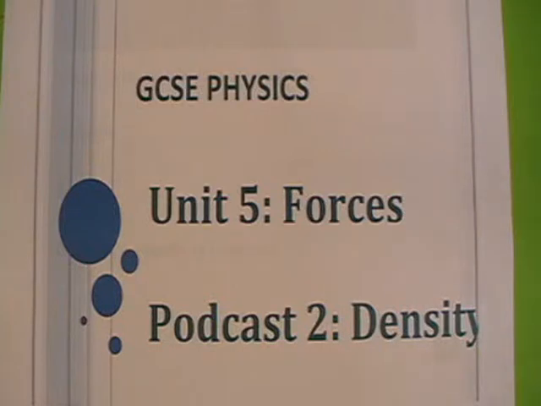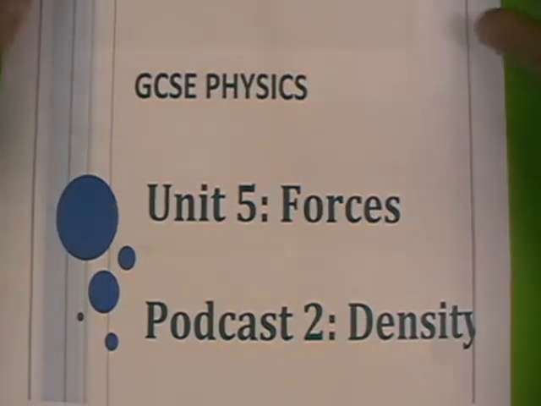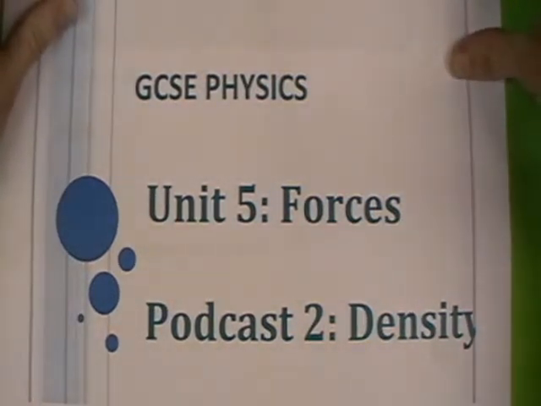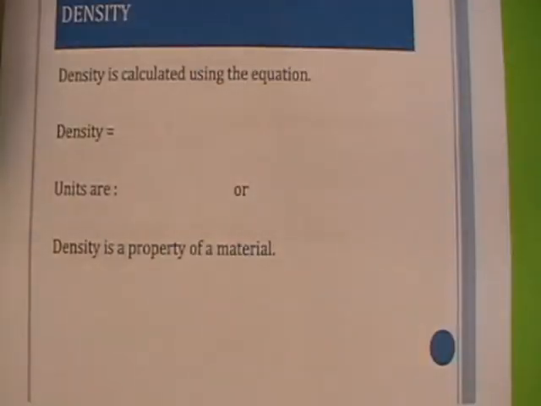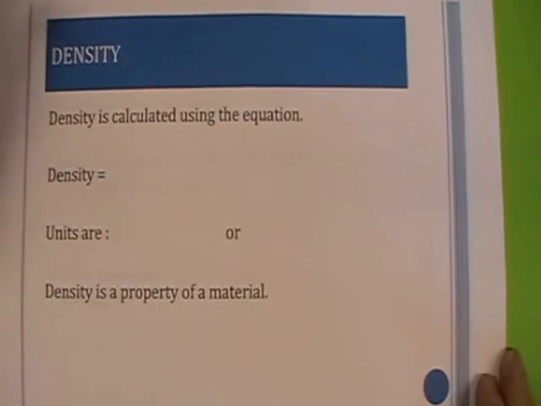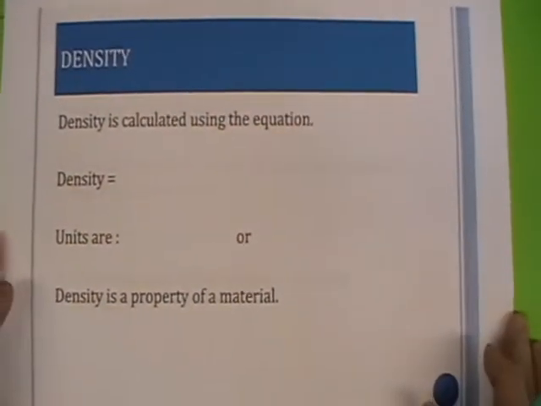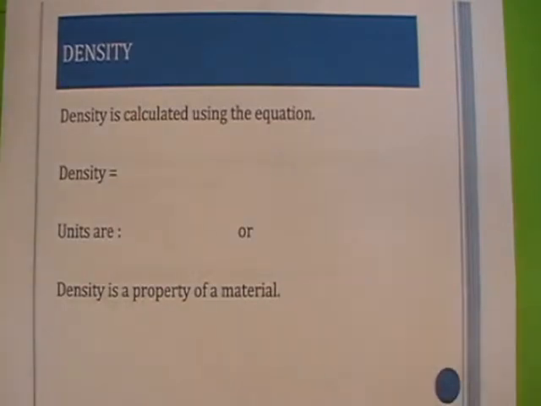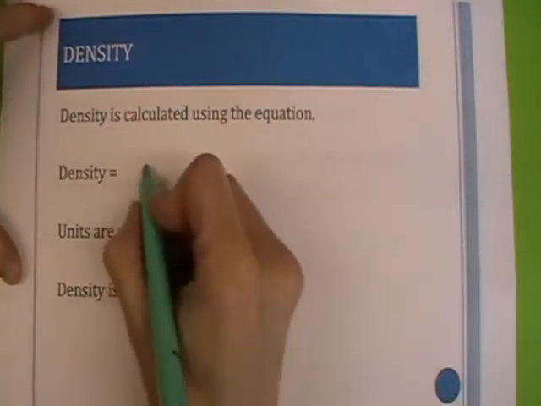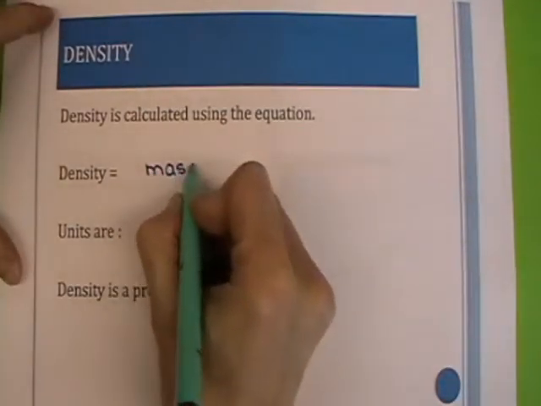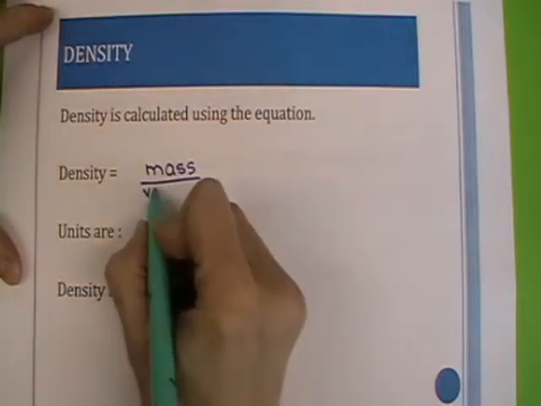This is the second part of podcast 5, or Unit 5 forces, and this is about density. So what is density? Density is a property of a material, and density depends on the mass of the material and the volume of the material. So we calculate density using the equation, the mass of a material divided by the volume.